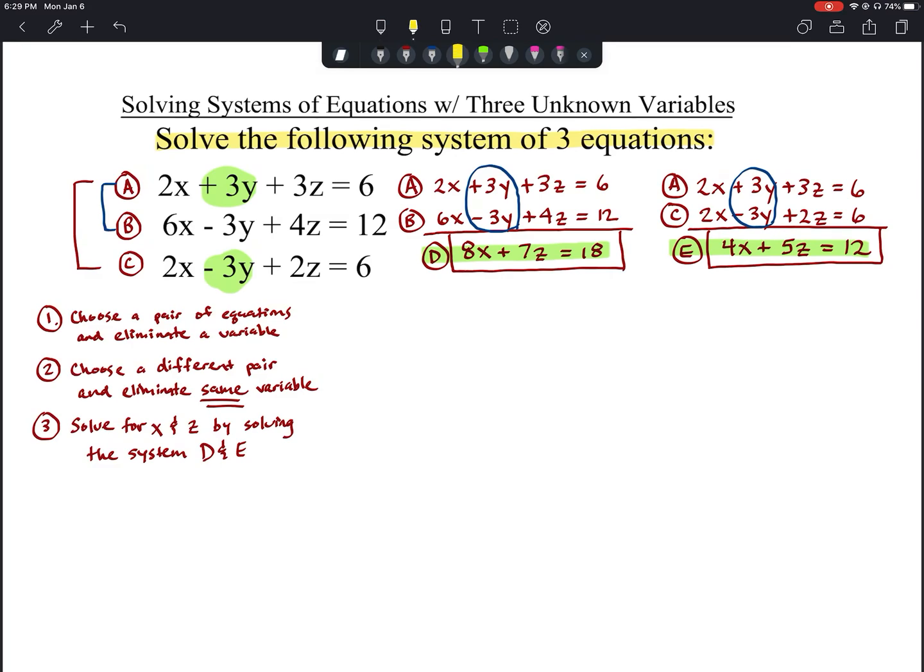If I want to solve these using elimination, I've got a 4x and an 8x. So I could multiply my equation E by negative 2 and then do elimination. That's what I'm going to do. I'm going to recopy my D here.